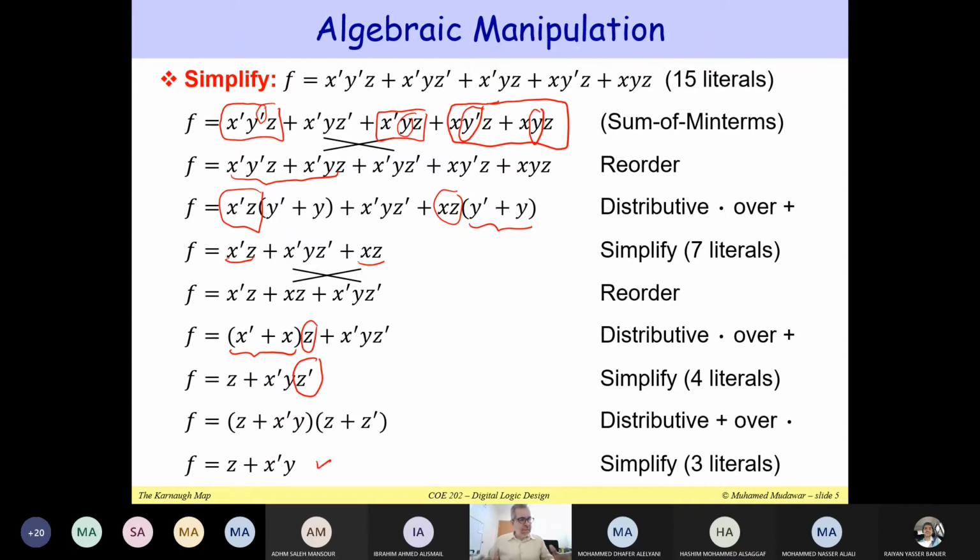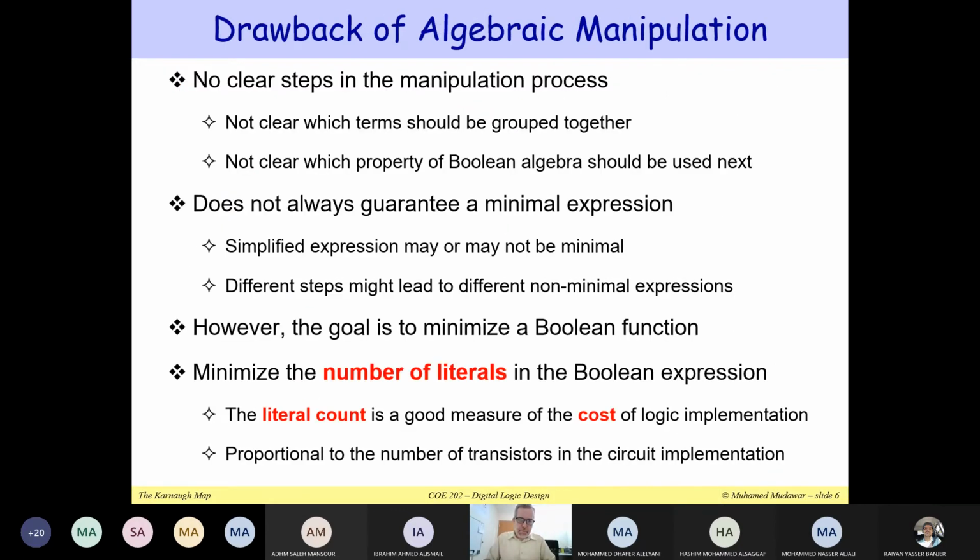Now, by just observing this function, you can see that it is minimal and it cannot really be simplified. The variables are different. So we have z, we have x prime, we have y. Khalas. We cannot do anything about it. That's good. So we started at 15 and we ended up with only 3 literals. This is really good. Okay, so that's algebraic manipulation.